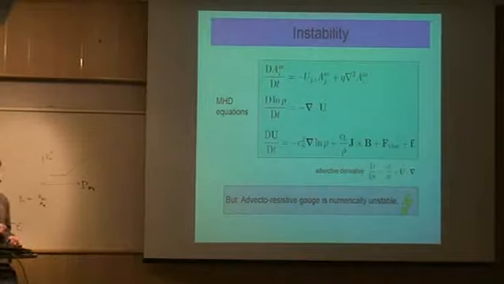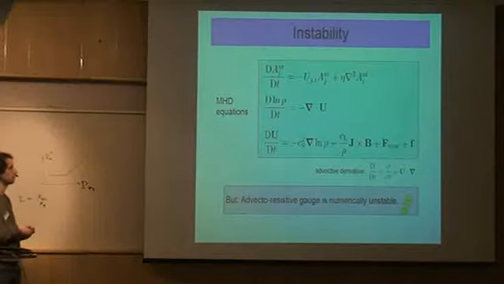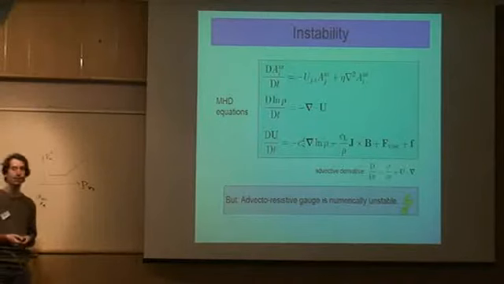Now, right. So now we simply solve the MHD equations in this vector resistive gauge. And I'll just show you the three equations which you solve for.